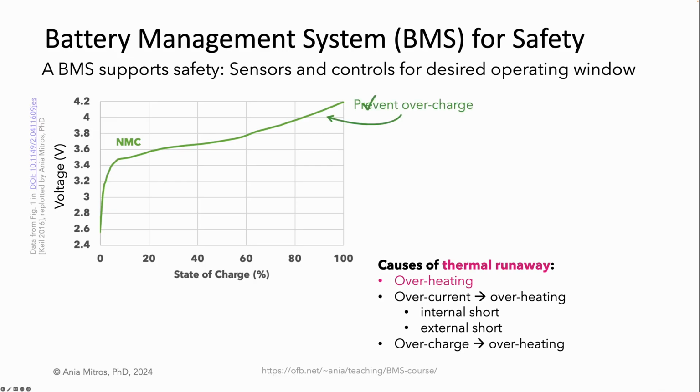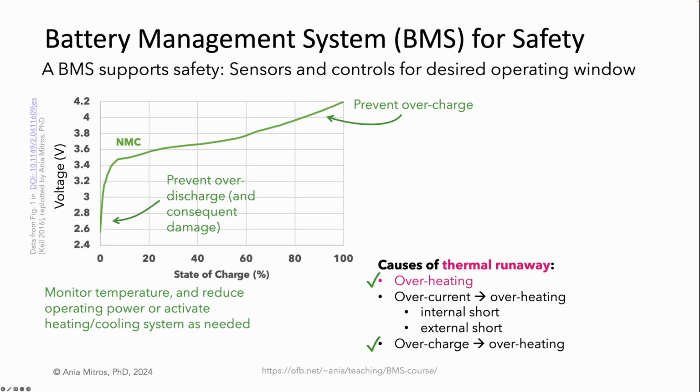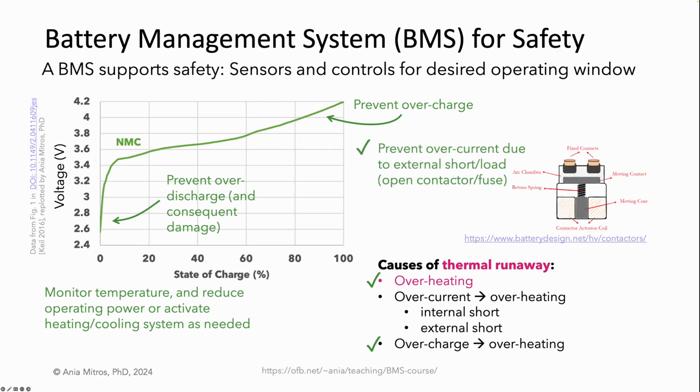A BMS can prevent overcharge by monitoring each cell's voltage and stopping charging when the voltage gets high enough. It can prevent over-discharge and consequent damage by stopping discharge when the voltage gets low enough. A BMS monitors temperature and will reduce operating power in the system or activate a heating or cooling system as needed. And it can stop overcurrent conditions due to external shorts by opening a contactor, which is basically a switch between a battery and the rest of whatever system the battery is powering.